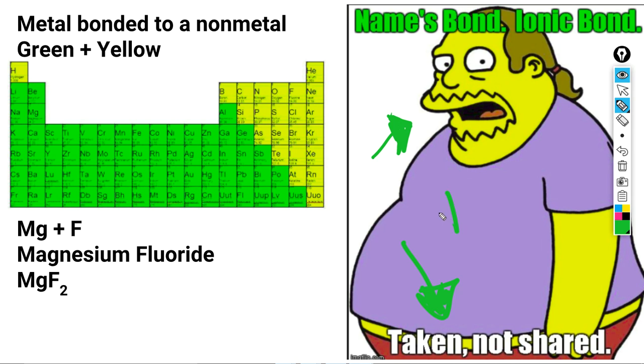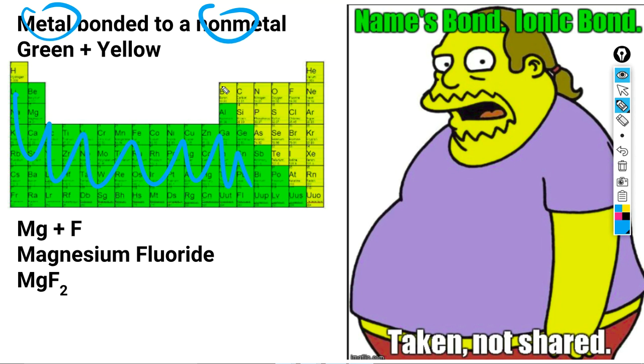Ionic compounds give away their electrons to form negative and positive ions, and that attraction between negative and positively charged atoms is what holds this bond together. Also remember that an ionic bond is between a metal and a nonmetal, or in this case, something from the green part of the periodic table to something from the yellow part of the table.